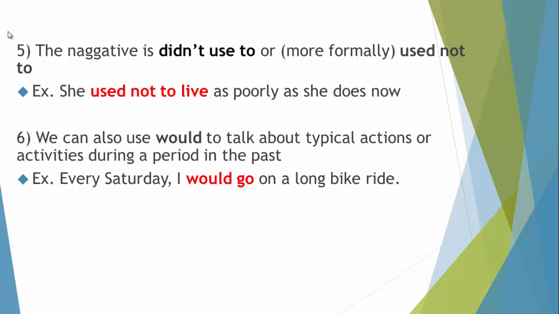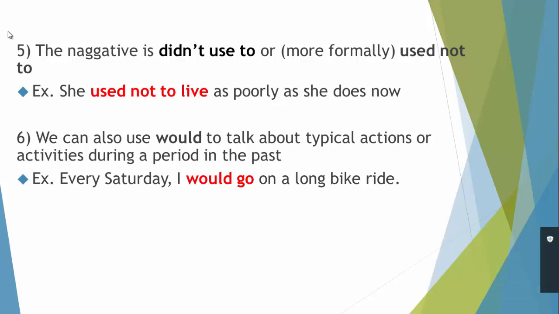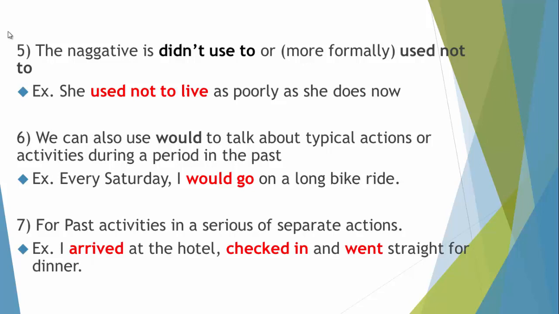However, if we wanted to talk about a typical activity performed at a certain period in the past, we use would. For example, every Saturday I would go on a long bike ride. And finally, we use the past simple to describe past activities as a series of separate actions. For example, I arrived at the hotel, checked in, and went straight for dinner.